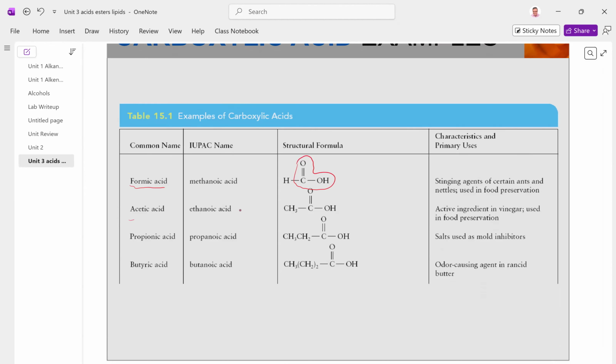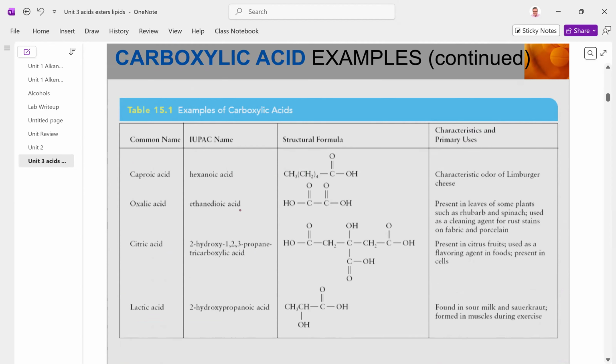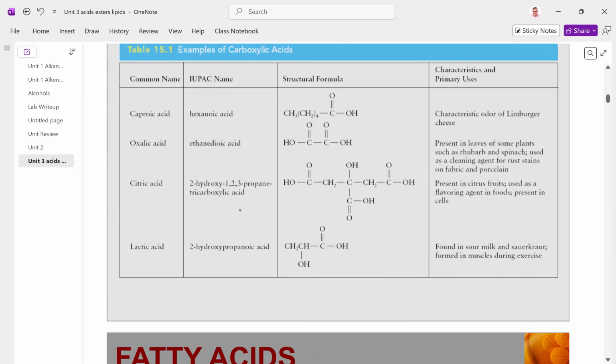Acetic acid, good old vinegar, propionic acid. You've probably not heard of that as propionic acid necessarily. It's used as a mold inhibitor. Butyric acid is interesting. It's a very stinky acid. I mean, very. It smells like cow patties, and that's where people get its name. But if you bond that with an alcohol, it becomes very non odoriferous.